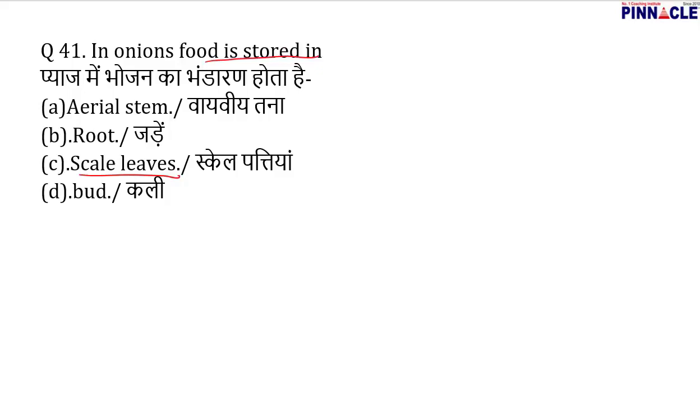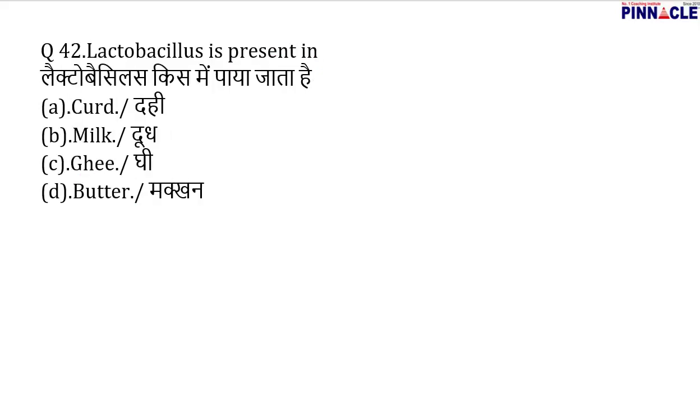Moving to question number 42, we have been asked where lactobacillus, which is a type of bacteria, is found or present. It is present in curd. Lactobacillus promotes the formation of curd. It generally multiplies in mild conditions, and it converts milk into curd. So if anybody asks you where lactobacillus is present, it is present in curd. So for question number 42, A is the correct option.